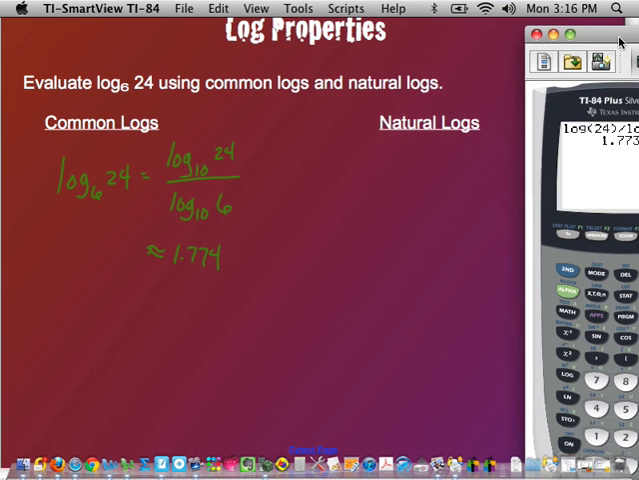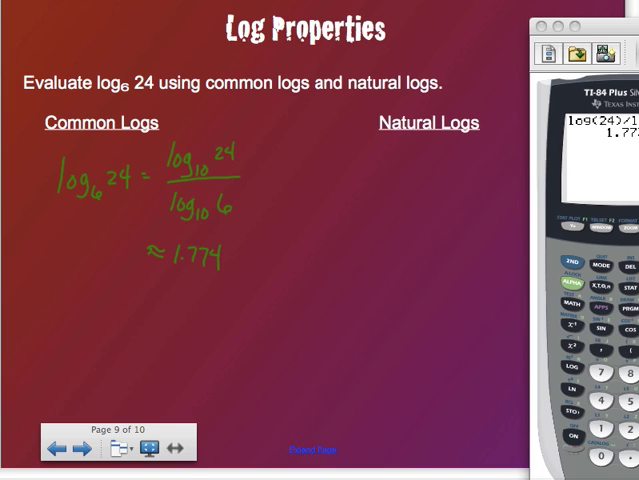Now, to illustrate my point, I want to also do it with natural logs. It shouldn't make a difference. I chose to change it to base 10 because I know my calculator calculates base 10 as well as natural logs. So what if I do exactly the same thing? What if I want to do log base 6 of 24 and convert it to natural log? Well, that just means I'm going to take the natural log of the big number, 24, and divide it by the natural log of the small number, 6.